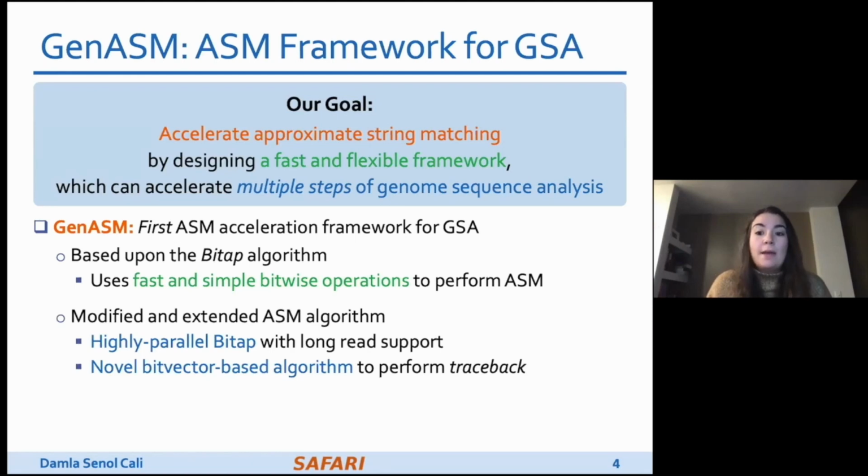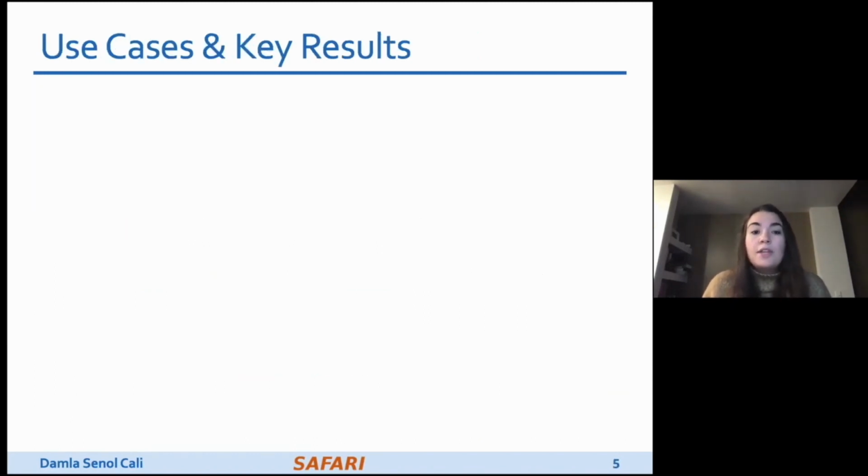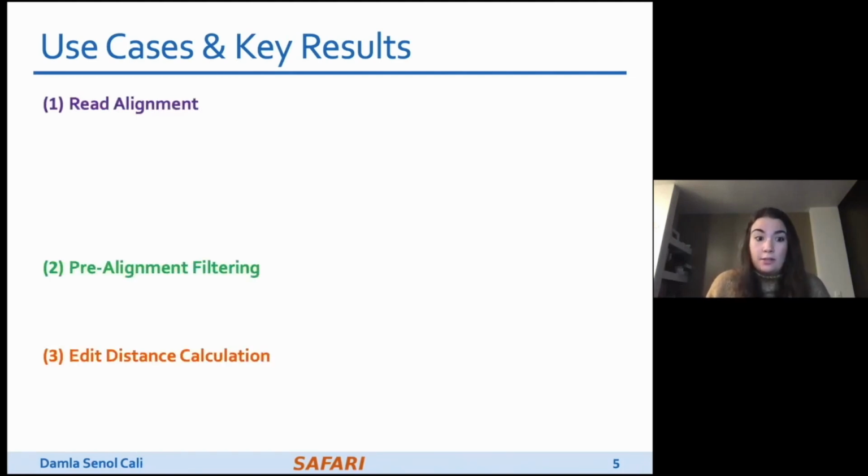We modified Bitap to support long reads and to enable parallelization. We also develop a novel Bitap-compatible algorithm for traceback, which we will come to in detail. We also co-designed specialized hardware for both algorithms, for modified Bitap and the novel traceback algorithm. GenASM is flexible and can be used to accelerate multiple use cases involving approximate string matching. In this work, we evaluate 3 use cases in detail from genome sequence analysis: read alignment, pre-alignment filtering, and edit distance calculation.